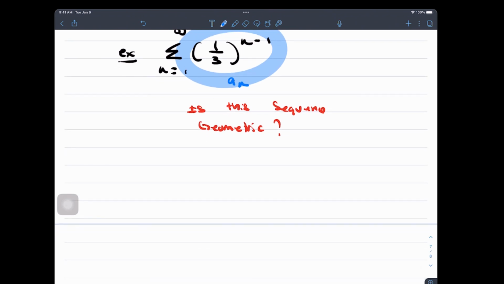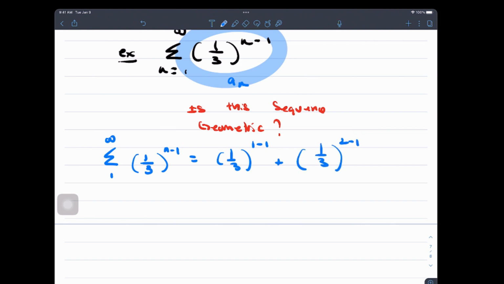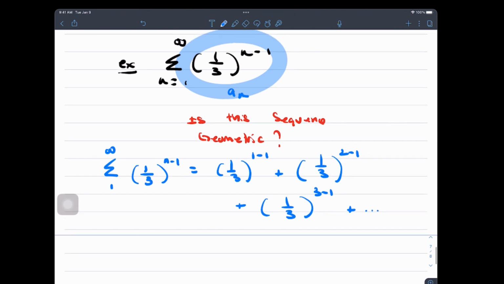Right? Look at the terms. Here's what you guys do. You say, okay, here's 1/3 to the n minus 1, n goes from 1 to infinity. What do the terms look like? 1/3 to the 1 minus 1, plus 1/3 to the 2 minus 1, plus 1/3 to the 3 minus 1. And that's supposed to go on forever. Is that right? By definition of the series?